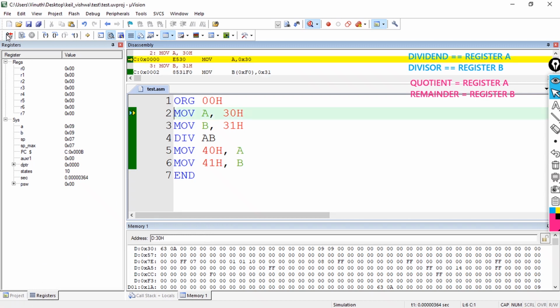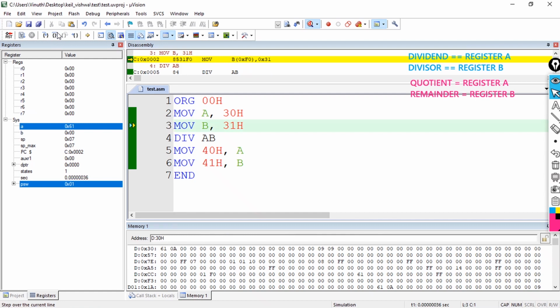Let me reset these values. Okay, all these things, and then let me load this particular value as 61, so that is going to be 97. So I'll be getting what? I'll be getting my quotient to be 09, and then my remainder should be what? It should be 07. So here you can observe by step.